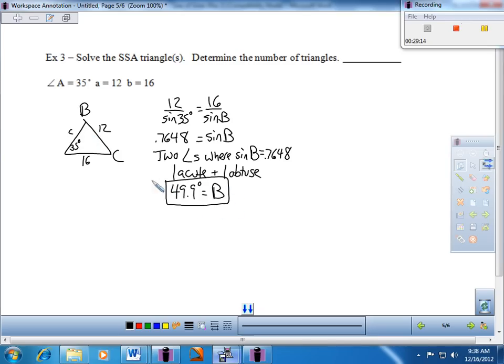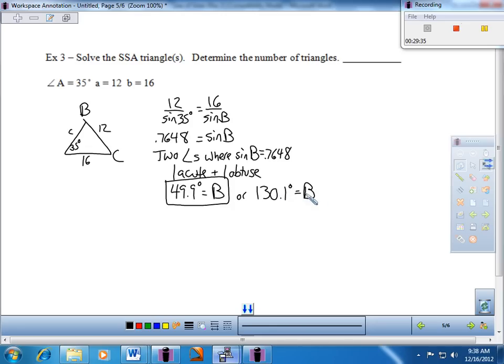And I would roll. But theoretically, I'm going to put a little "or" right here. If I did 180 minus that and found the obtuse angle with this particular sine ratio, it looks like I get 130.1 degrees.